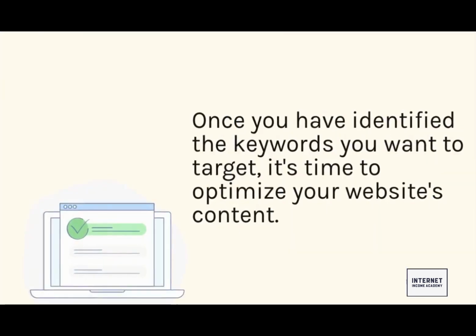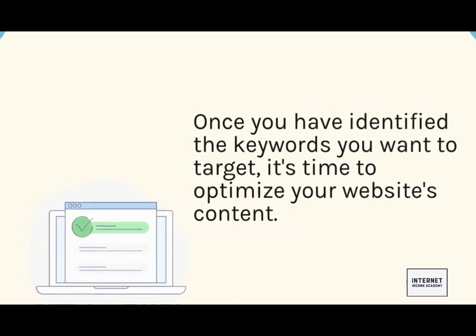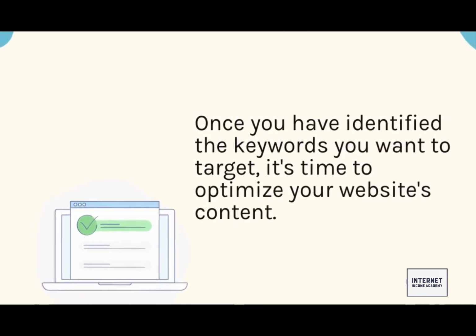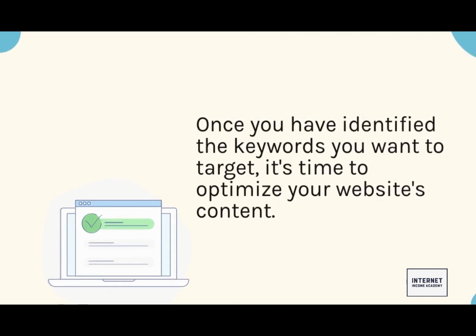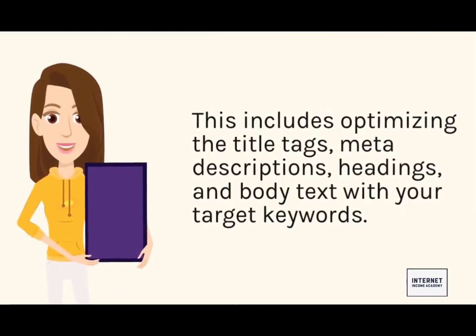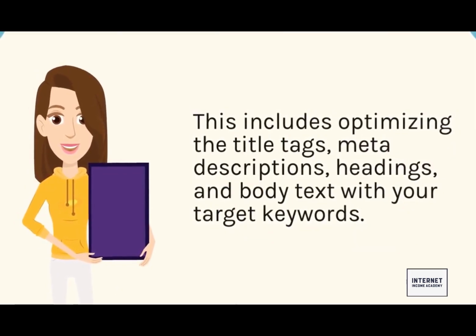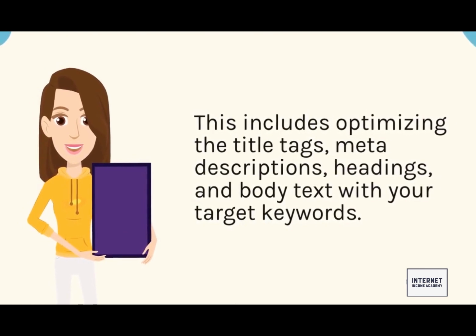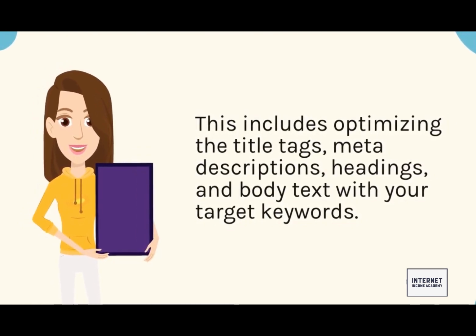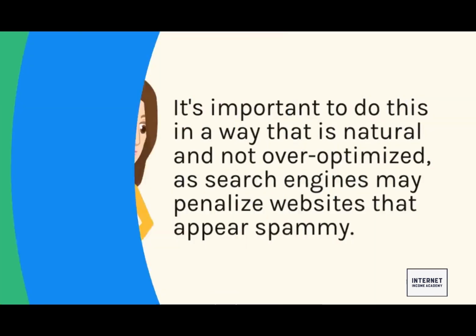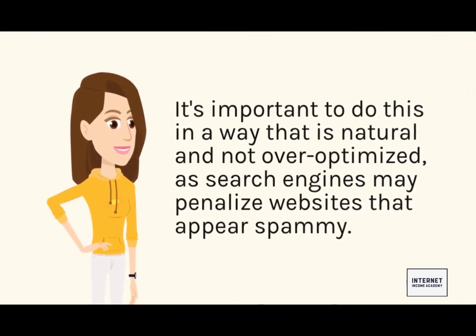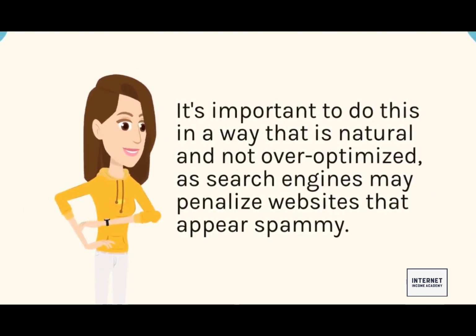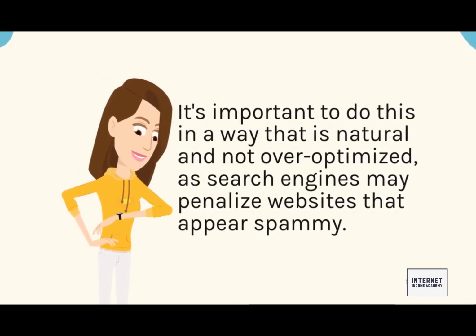Once you have identified the keywords you want to target, it's time to optimize your website's content. This includes optimizing the title tags, meta descriptions, headings, and body text with your target keywords. It's important to do this in a way that is natural and not over-optimized, as search engines may penalize websites that appear spammy.